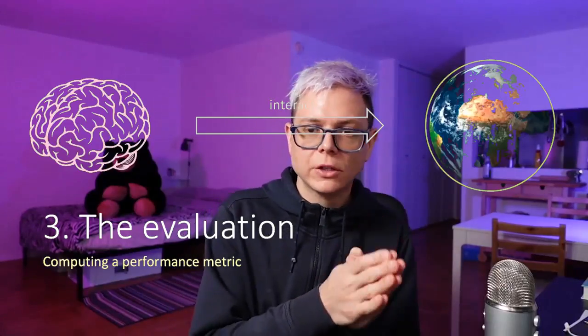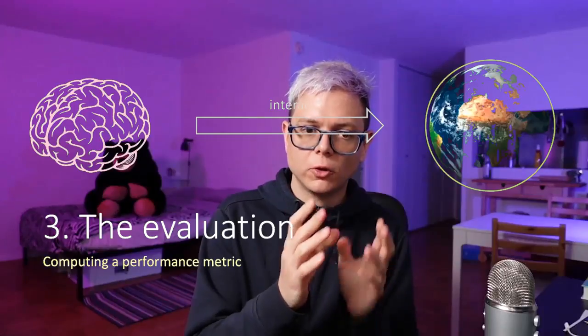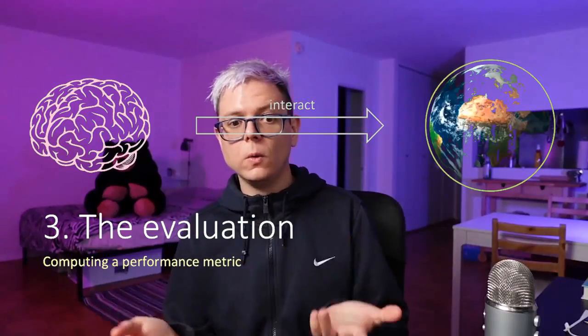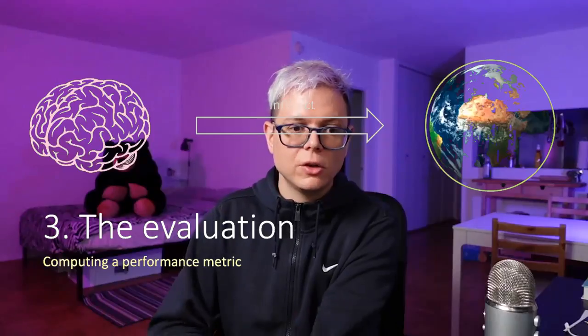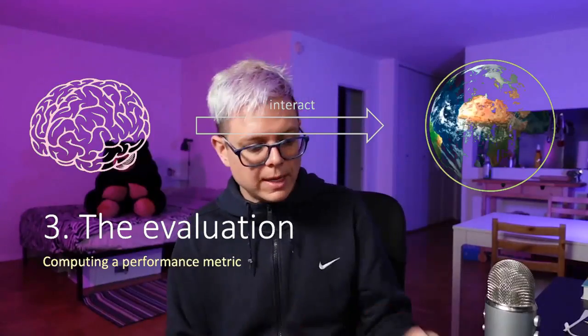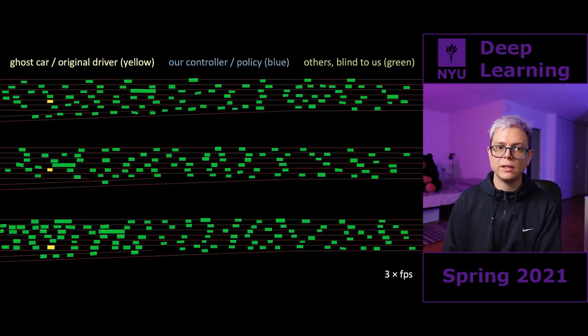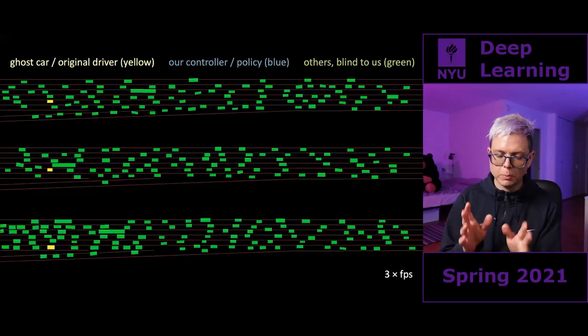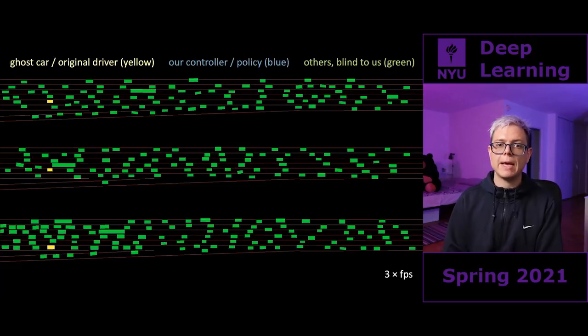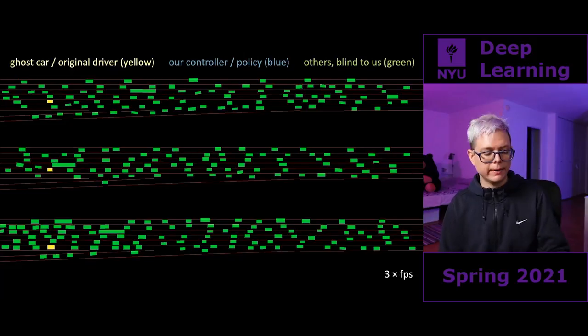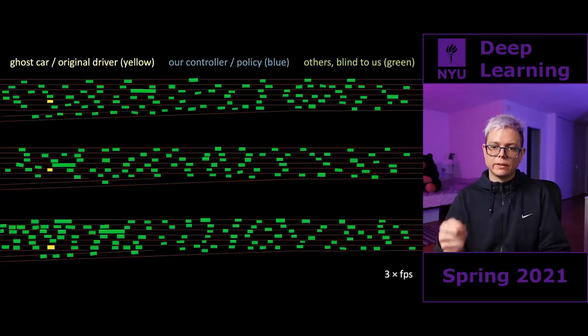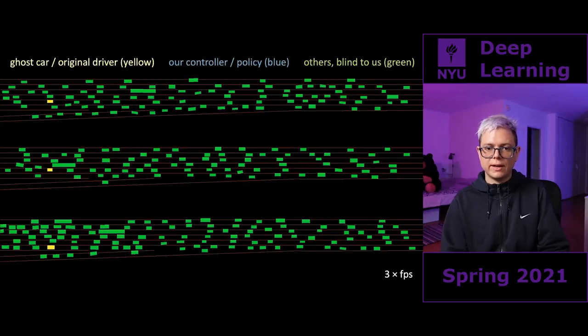Given that we have the actions, like the policy train, the controller, we're going to try to see how well or badly it performs, right? So how do we evaluate this stuff? Well, I'll just show you that I'm going to have this configuration. In yellow, I'm going to show you what is the original driver, the original observation. In blue is going to be my controller, which is taking arbitrary actions, and in gray are the other vehicles. I'm going to be running these three times as fast in frame rate.